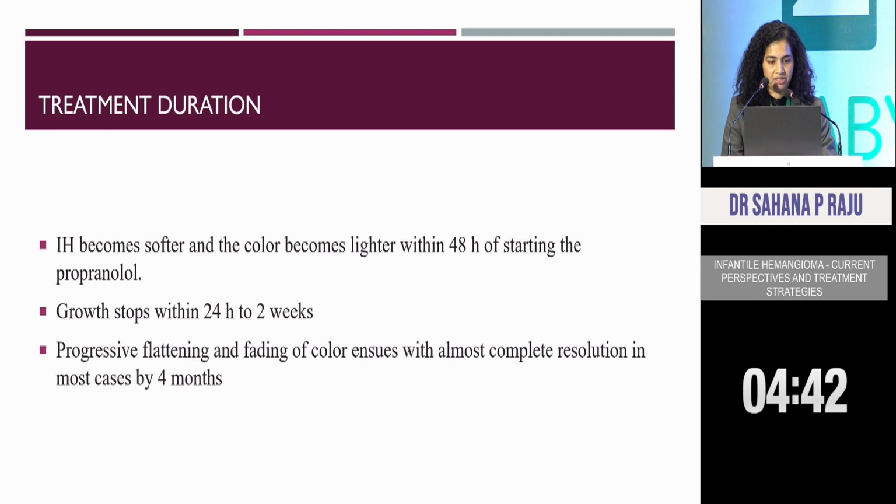Again, treatment duration, how fast is the effect of oral propranolol? It starts as early as 24 hours. You can see the infantile hemangioma becomes softer and the color becomes lighter within 48 hours. There is progressive flattening and fading of the color. The parents are explained in detail about symptoms of hypoglycemia like shivering, sweating, and they are asked to follow up immediately. Otherwise, we ask the parents to follow up every 2 weeks.